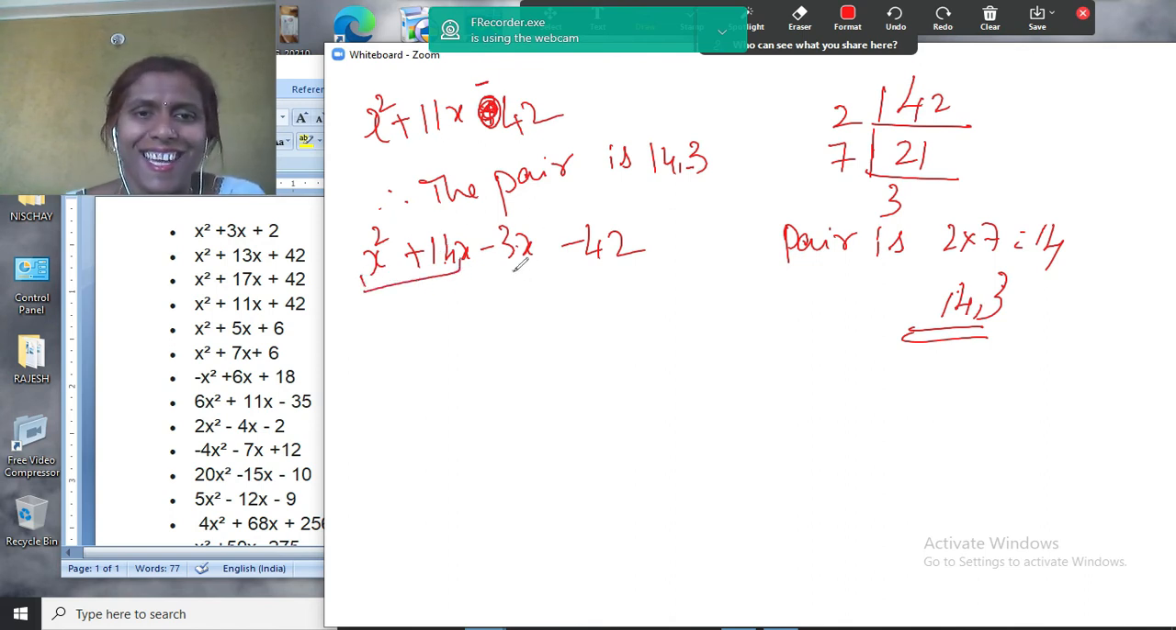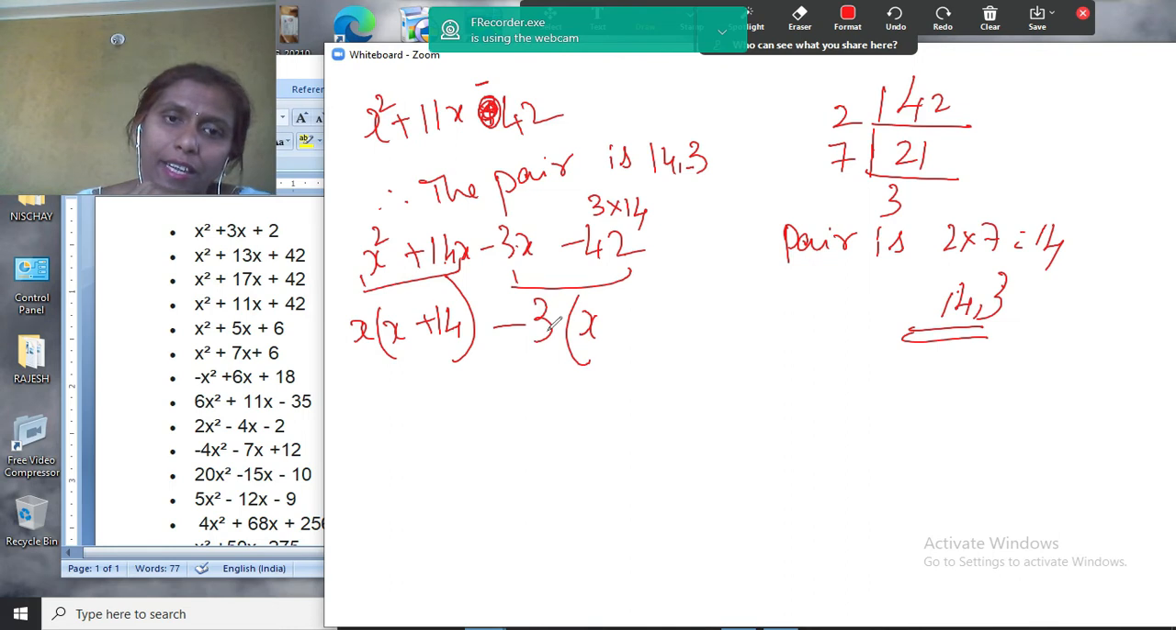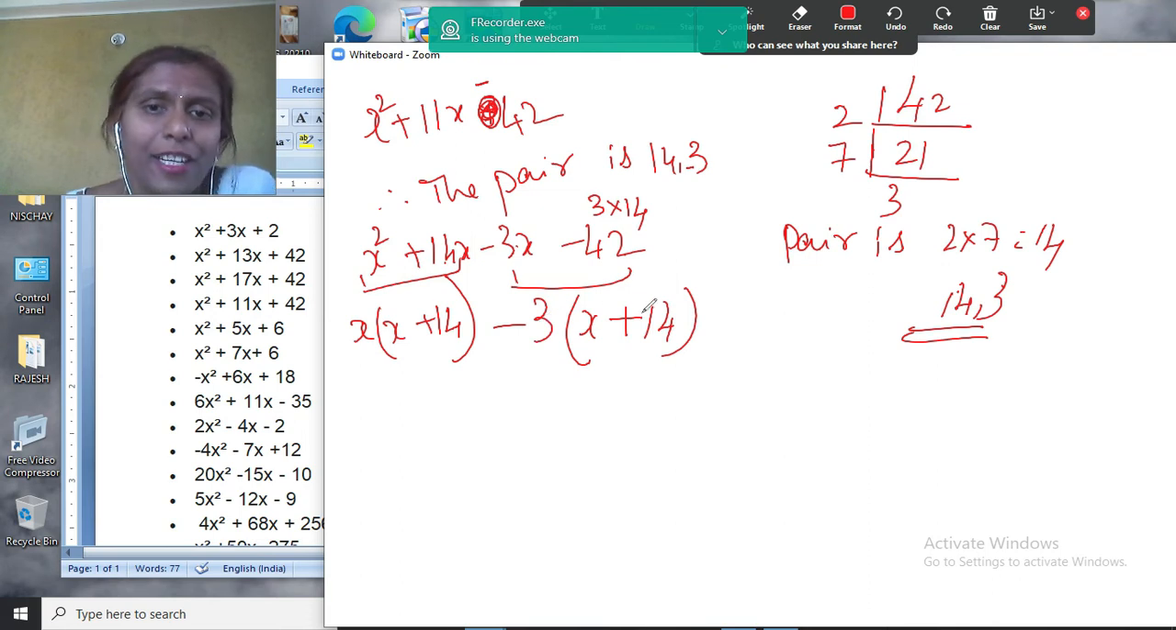Now, let us take the pair. Let's make a pair by taking out the common. Pull out the common x out of x square plus 14x. Now, pull out another common here such that it will match x plus 14. Look, minus 3x minus 42. Can I take minus out? Yes. Out of 3 and 42, I'll take 3 out. When I took 3 out, I got x in. Out of 42, it is 14 threes. Therefore, when 3 is out, 14 goes in and it has to be plus 14 because I already took minus.